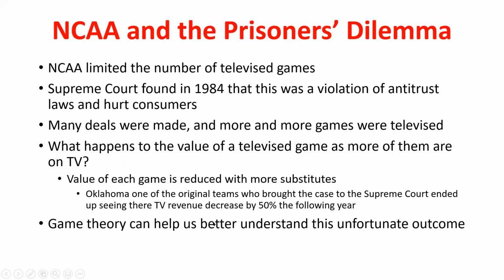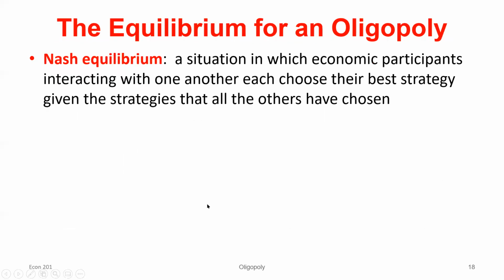Well, if this was the end result, why did Oklahoma even bring this court case to the courts? So to build one of these normal form games, I'll do a quick review. Basically, we're trying to determine how we see the market outcomes that we do, or the market equilibriums that we do.